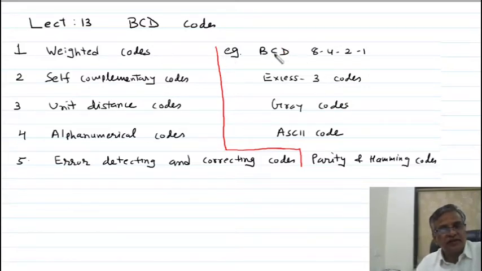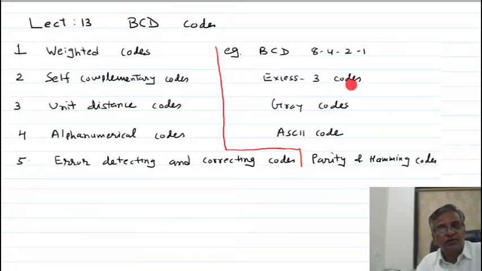This is called binary coded decimal code. It is also known as 8421. There are other codes also known as BCD codes that you will study later. This is one example I am giving you. The example of the weighted code is BCD. It is 8421. Self complementary code is also used.